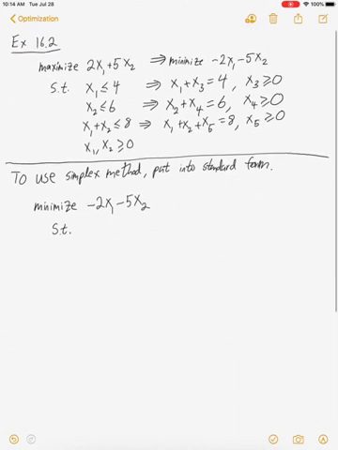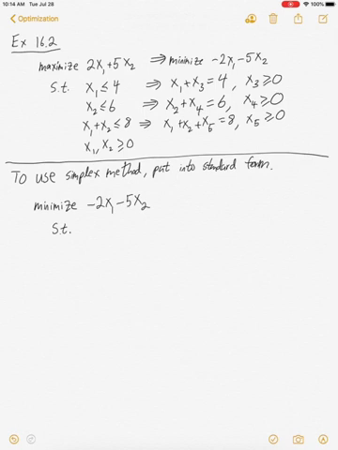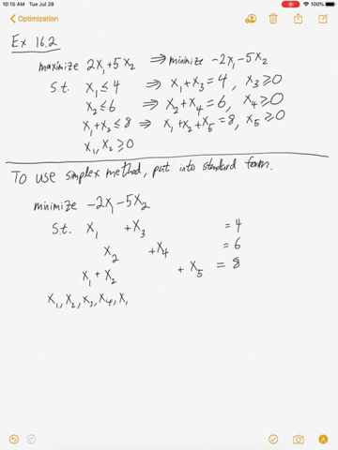Okay, so if we just recap what we did, our new problem is to minimize negative 2x1 minus 5x2, subject to x1 plus x3 equals 4, x2 plus x4 equals 6, and x1 plus x2 plus x5 equals 8, and x1, x2, x3, x4, and x5 are all non-negative. So this is the standard form of our linear program.